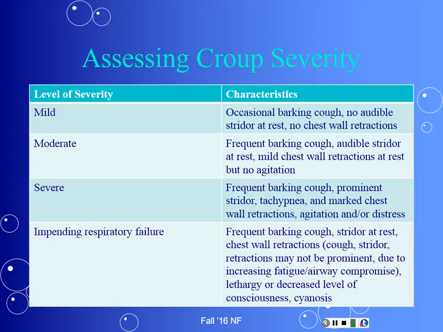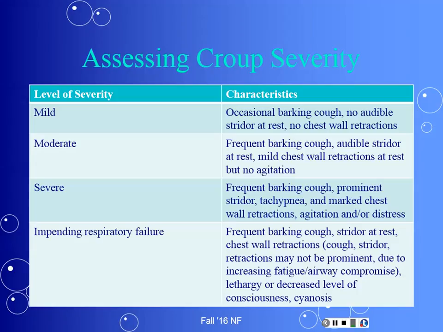With moderate severity, you're going to have that frequent barky cough. You may have audible stridor at rest, so if they're just sitting there in mom's lap, you're going to hear that audible stridor. You'll see mild chest wall retractions, but they're not going to be that severe, I-can't-breathe, panic look. Severe: frequent barky cough, prominent stridor, tachypnea, marked chest wall retractions, agitation and/or distress.